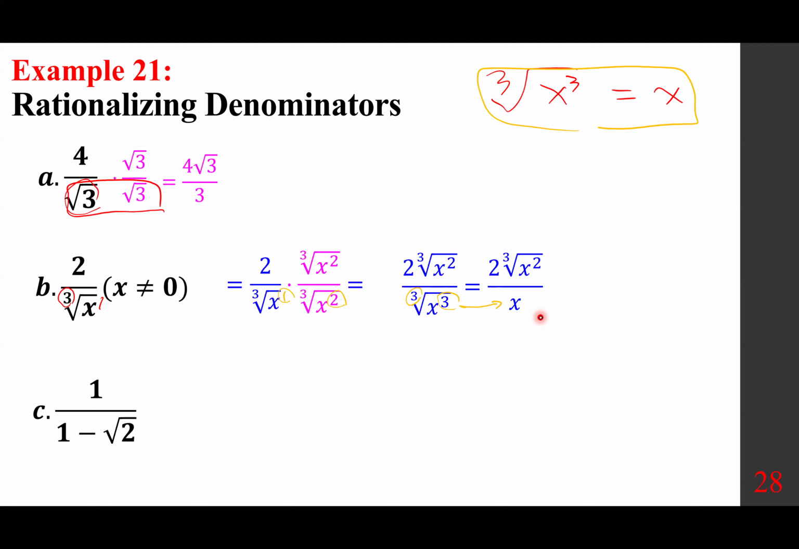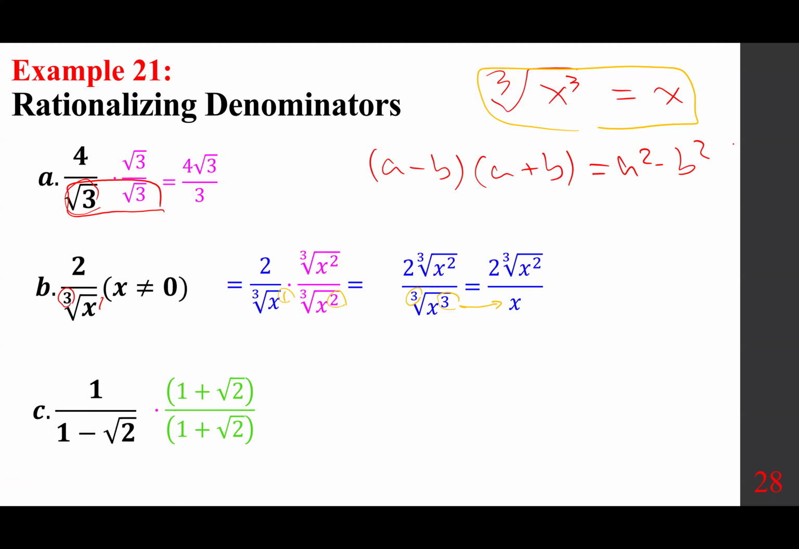And what about this one? If they say rationalize, divide, or simplify the denominator, you have to multiply by the conjugate of the denominator. And remember, the conjugate of a minus b is a plus b, which makes it a squared minus b squared. So it's 1 plus square root of 2. You multiply and divide by it.